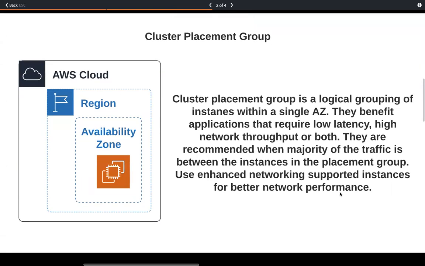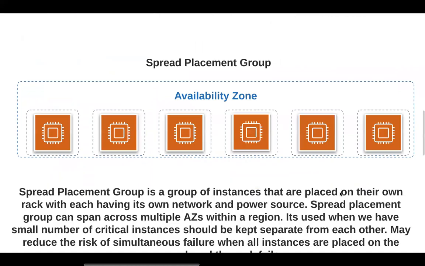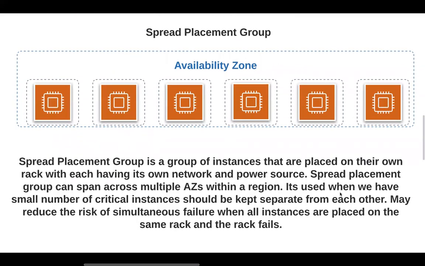Going to the next placement group, this particular placement group is called the spread placement group. It can span across multiple availability zones, but just for diagram purposes, I have put it within one availability zone. This is a group of instances that are placed on their own rack within the availability zone, each having its own network and power source, right? So if this is considered to be one rack, within that rack you have an EC2 instance. This one has its own network and power source. This one has its own network and power source. This one has its own network and power source.